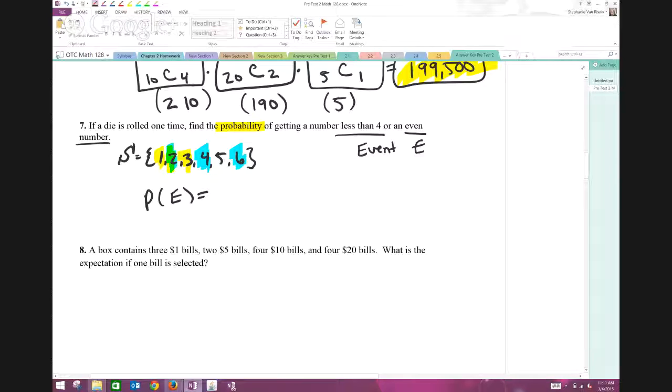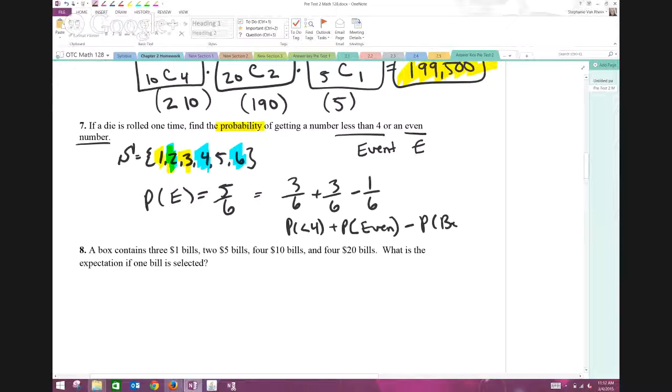Probability of E happening is going to be 5 over 6. You could do the math and say 3 out of 6 plus 3 out of 6 minus 1 out of 6, where they overlap. Right? This is the probability of getting a number less than 4 plus the probability of getting an even number minus the probability of both happening. And we get 5 out of 6. You can see that here, or you can use the formula.